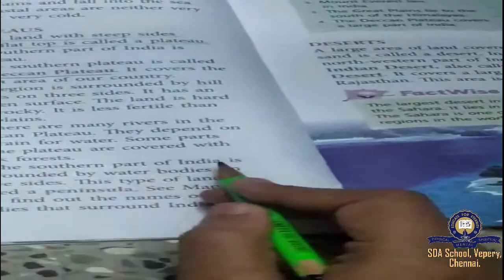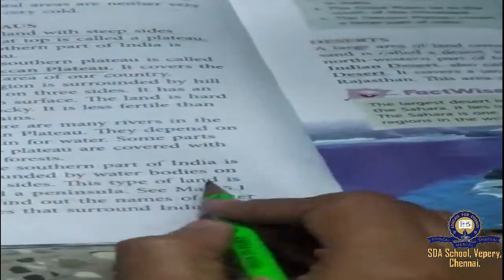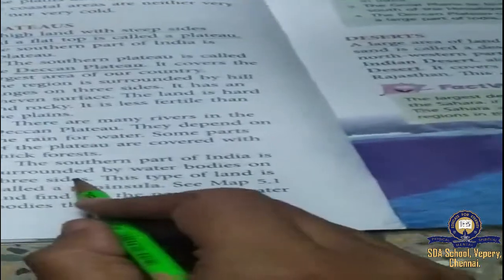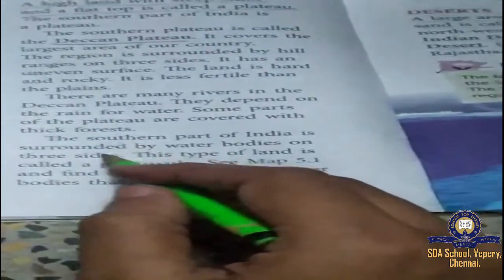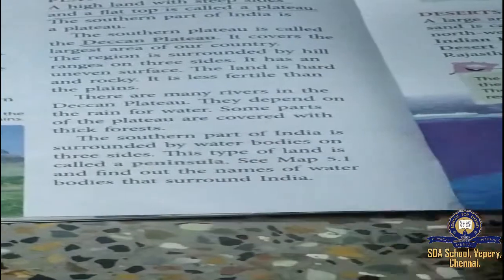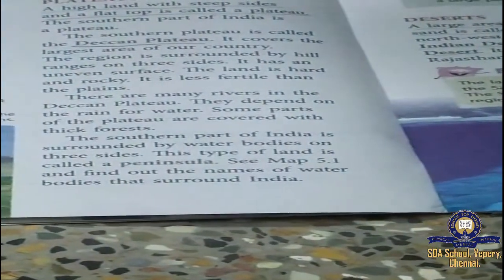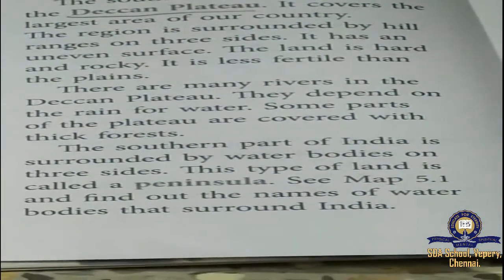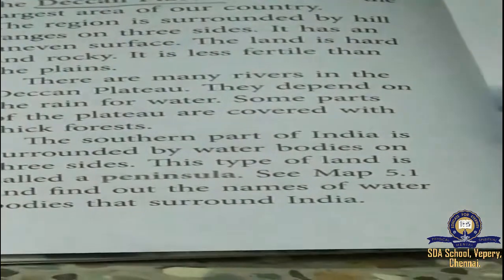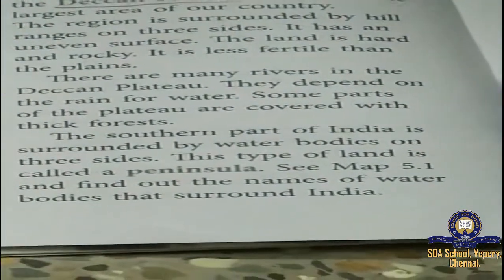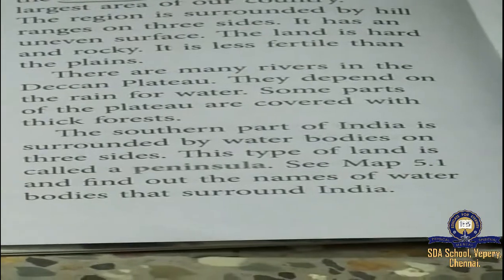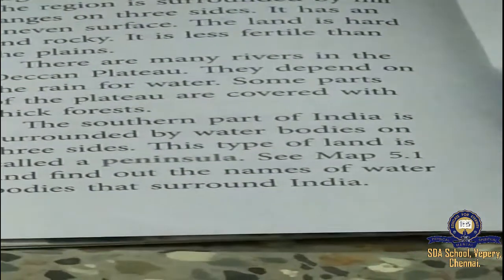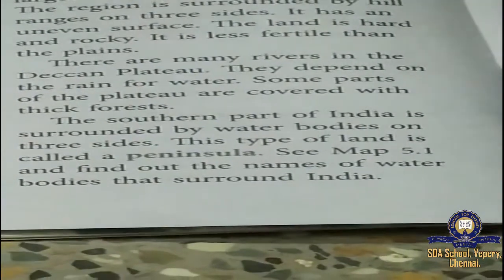The southern part of India is surrounded by water bodies on three sides. The southern part of India is surrounded by water bodies on how many sides? Three sides. This type of land is called a peninsula. For your reference, you can look at the map.